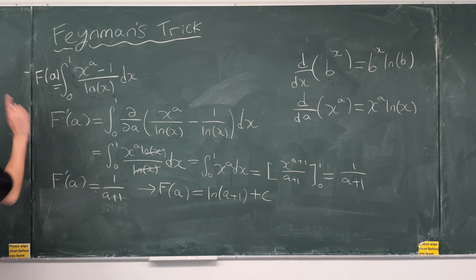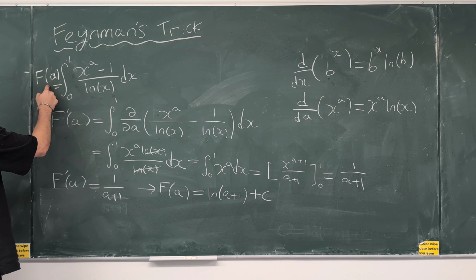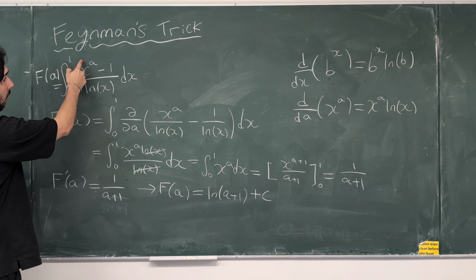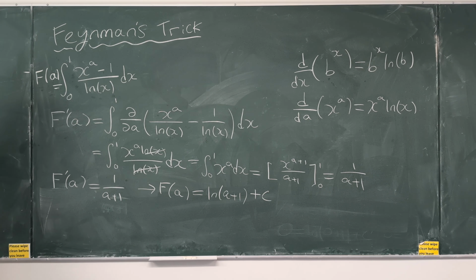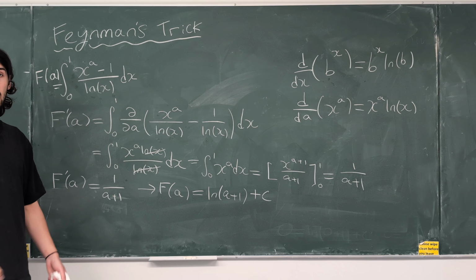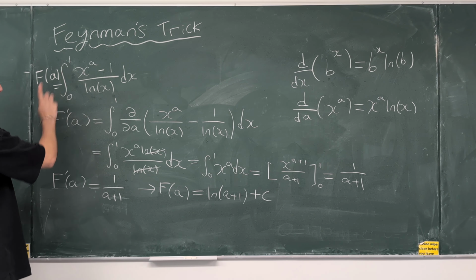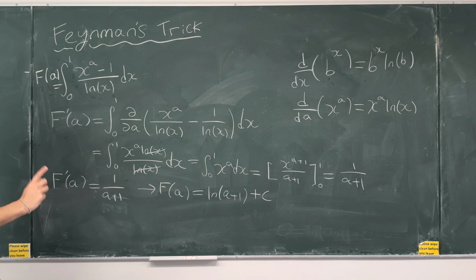Luckily, we can notice that f of 0 is the integral from 0 to 1 of x to the 0 minus 1 over the natural log of x. But x to the 0 is the number 1. So if a is 0, the whole integral is also 0. So f of 0 is 0.